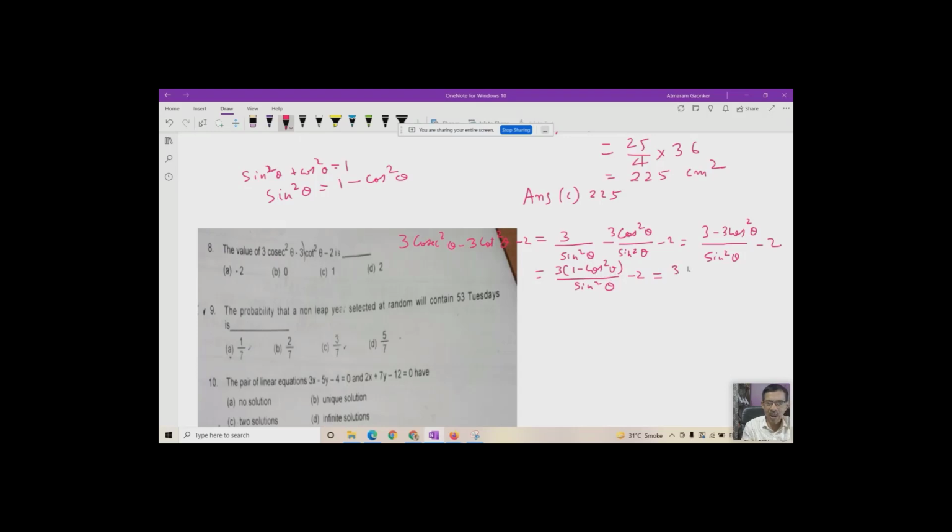So this will be 3 sine square theta upon sine square theta, and now sine square theta will get cancelled. So this will be 3 minus 2, it will work out as 1. So C is the correct answer.